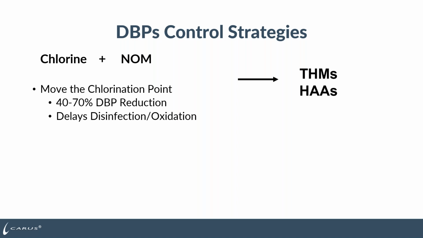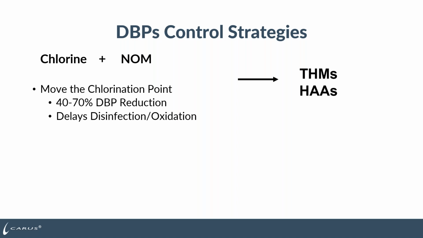So one of the easiest things to do would be to move the chlorination point from the front of the plant to the back of the plant. So just use your chlorine now for just disinfection and don't use it as your primary oxidant. Now what that does is it delays your disinfection. It also removes your oxidizer from the front of the plant, so you'll have to replace it with something else that can oxidize iron and manganese and taste and odor compounds.